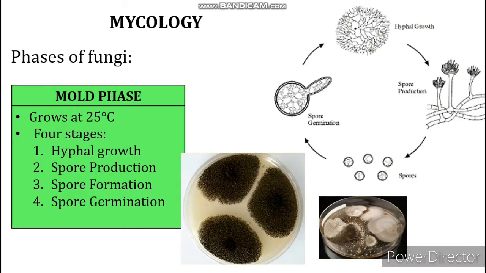Now, you have your three phases of fungi. You have your mold phase, yeast phase, and your dimorphic phase. For mold phase, take note that it grows well at the temperature of 25 degrees Celsius. And it has 4 stages. First one, your hyphal growth. Second stage is the spore production. Third one is the spore formation. And lastly, the spread of the spores through spore germination.